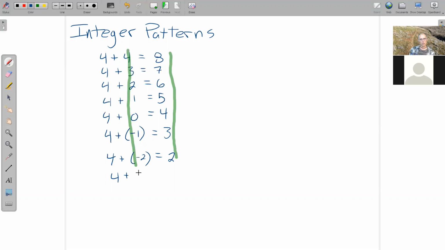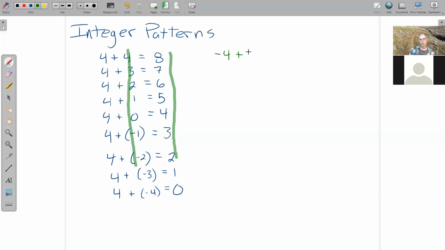4 plus -3. This should be equal to 1. And 4 plus -4 is equal to 0. And there's lots of ways to think about that. A gain of 4 followed by a loss of 4 puts us right back where we started, the 0 movement. So that's kind of fun. Other things we can do is kind of reverse those patterns.